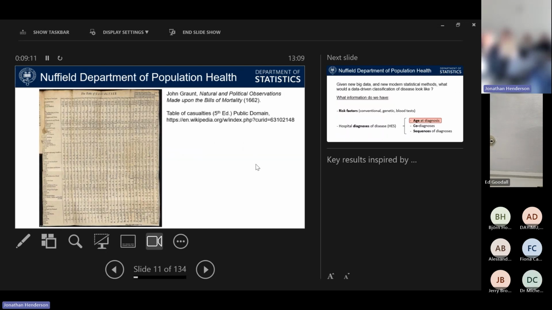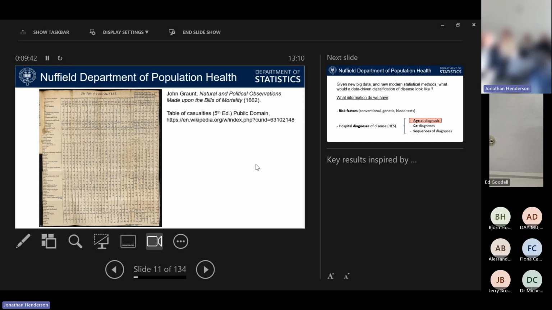Now, interestingly, if you go right back to the 1600s, to what I regard as the first epidemiological study, or certainly the first big data study, by a guy called John Graunt, who was around at the same time as Isaac Newton, you could see very similar issues arising there. What he did is he took the bills of mortality that were collected in London. The purpose of collecting this data was to spot when there was an outbreak of plague, but it also gave information on the causes of death.